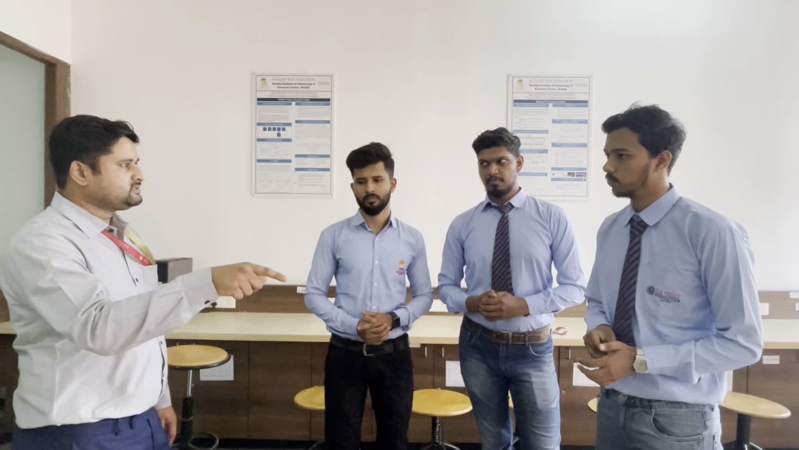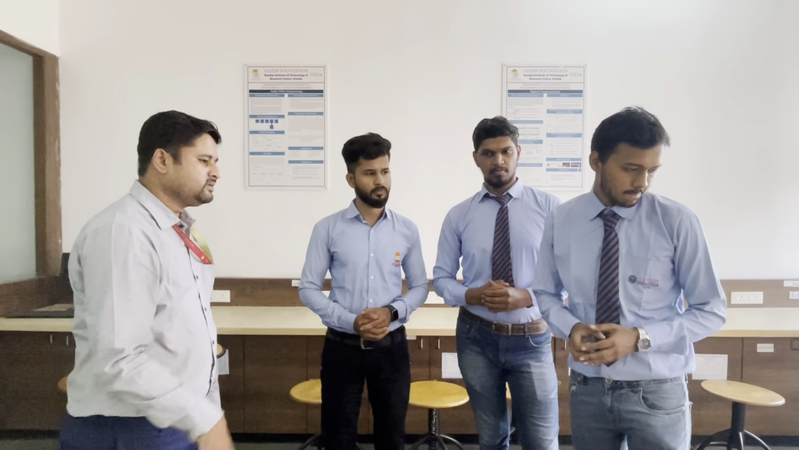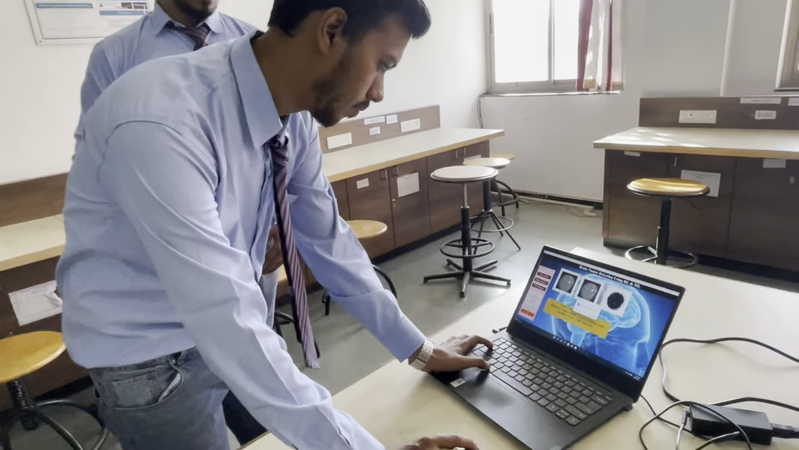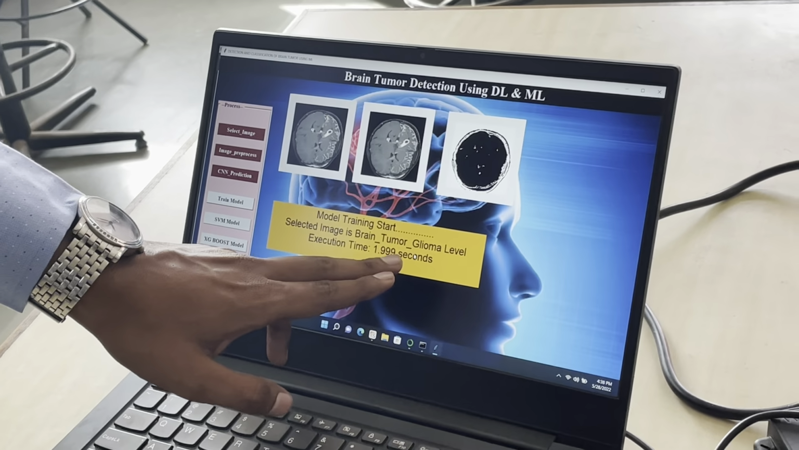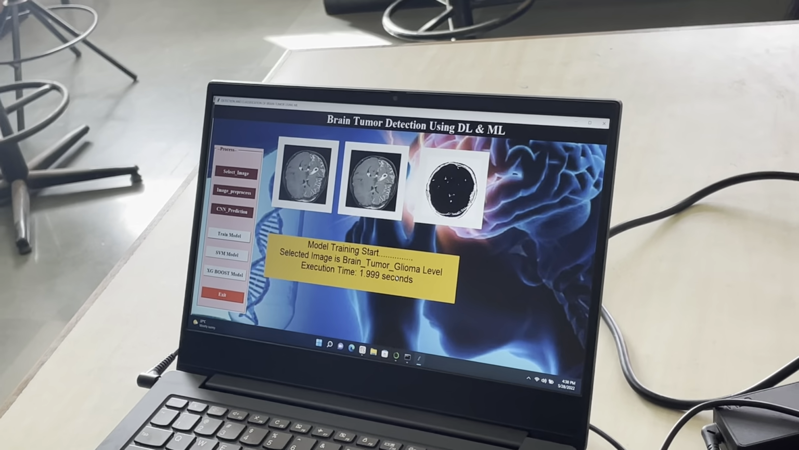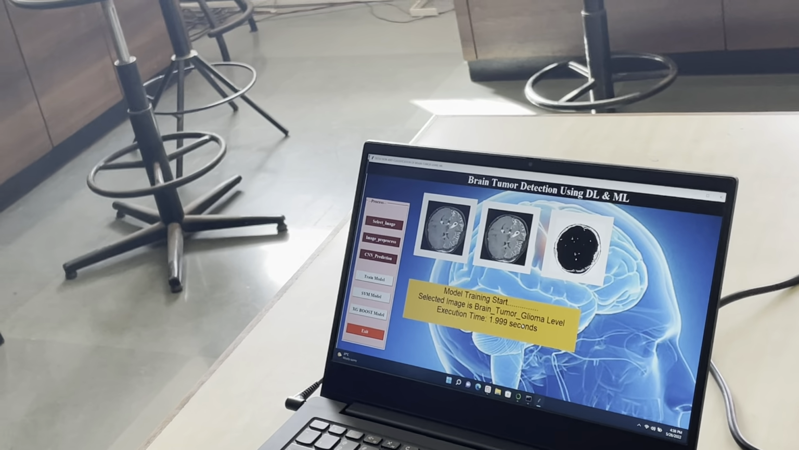Second question. Which type of tumor does it detect? Does it detect malignant or benign? Yes, it shows that. It tells us here whether it is a glioma level or not. Glioma means the tumor that takes place in the glial cells of the human body.